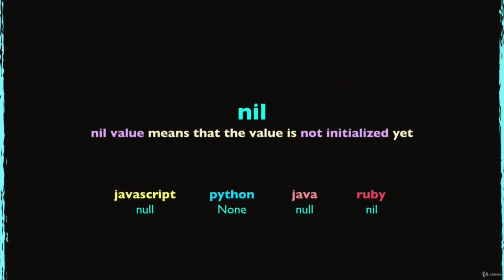It will especially be crystal clear when I'll be talking about the pointers afterwards. Basically, nil just means that no particular value exists. But nil itself is a value. It's a special value which says that there is no value.